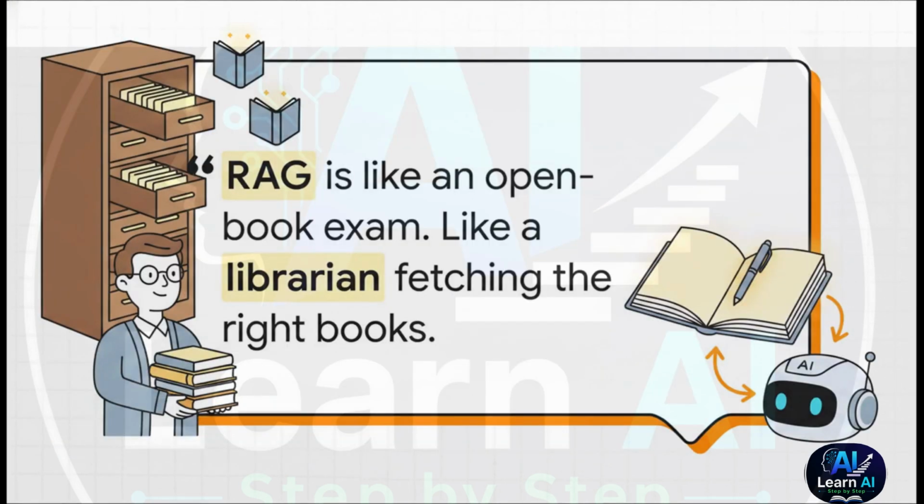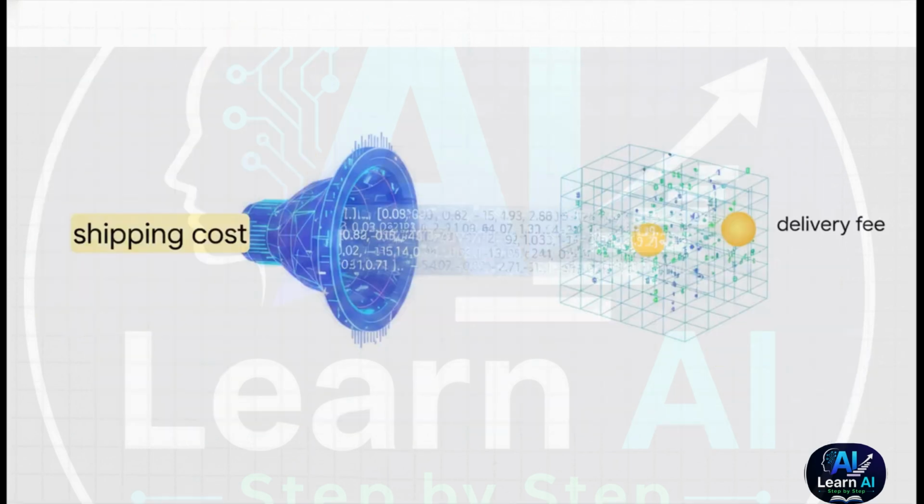It's like this. We aren't asking the AI to memorize your business policies or your massive inventory catalog. We're just giving it a really efficient filing cabinet to look through. Think of it like an open book exam. The AI is the student taking the test, and RAG is the super helpful librarian fetching the exact right books. Okay, but how does the AI actually know which pages to fetch?